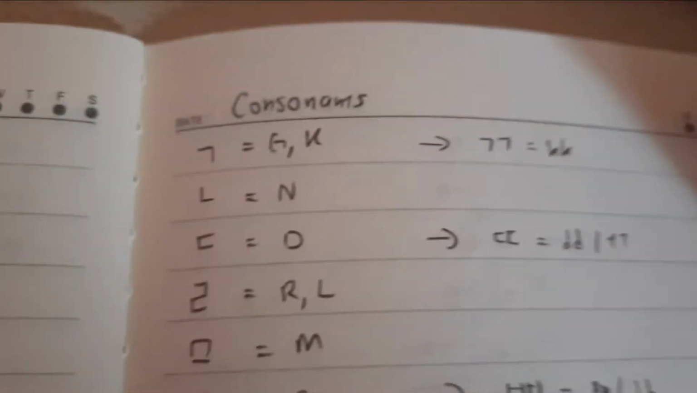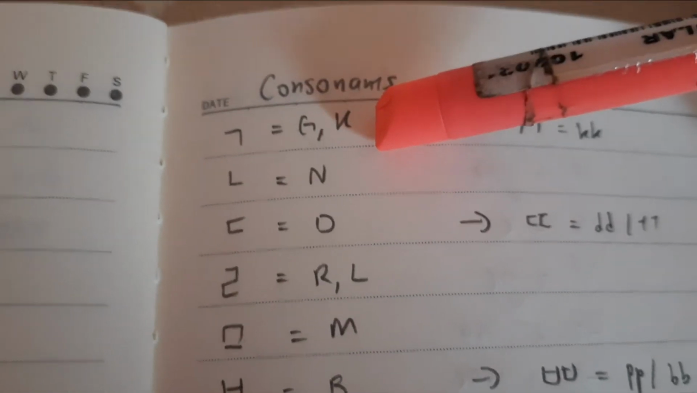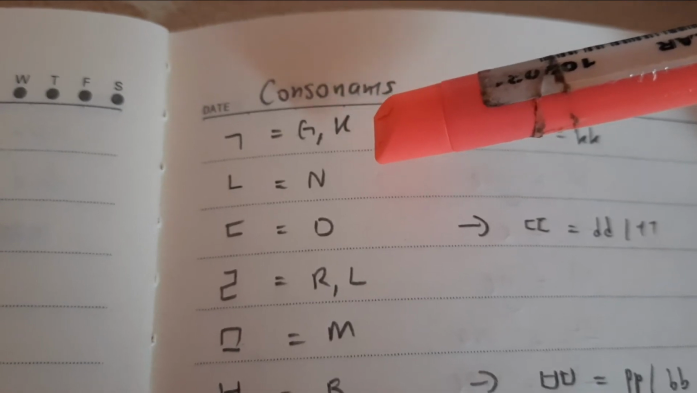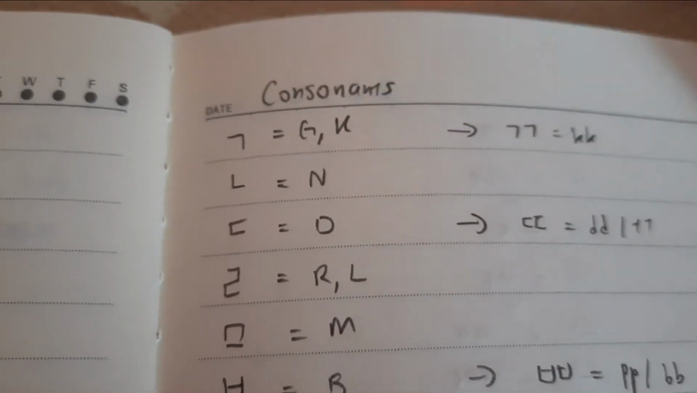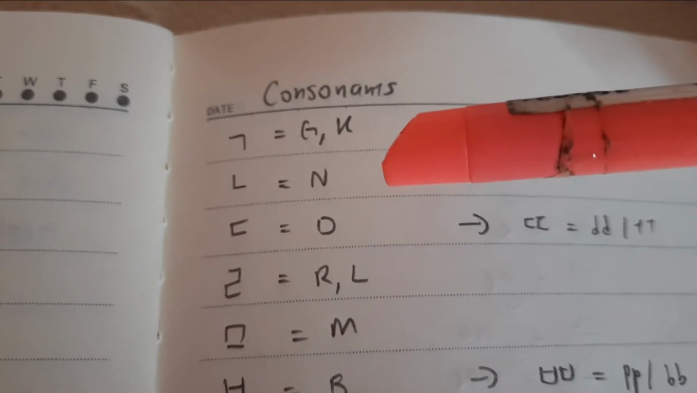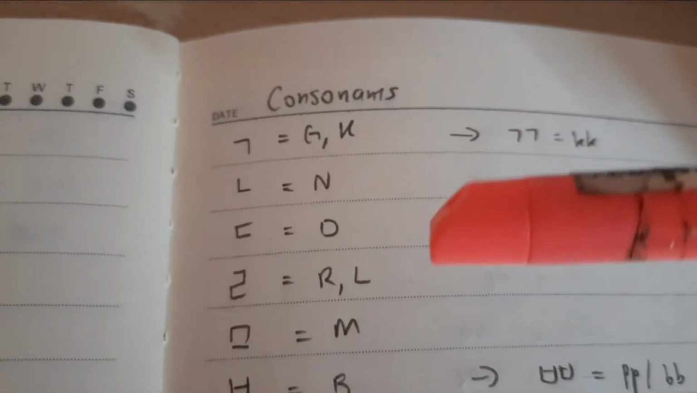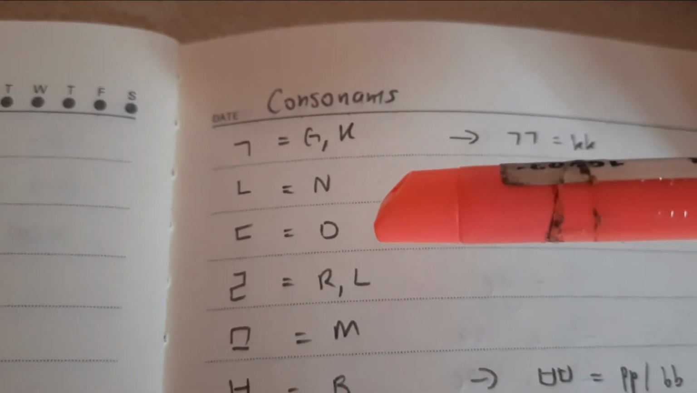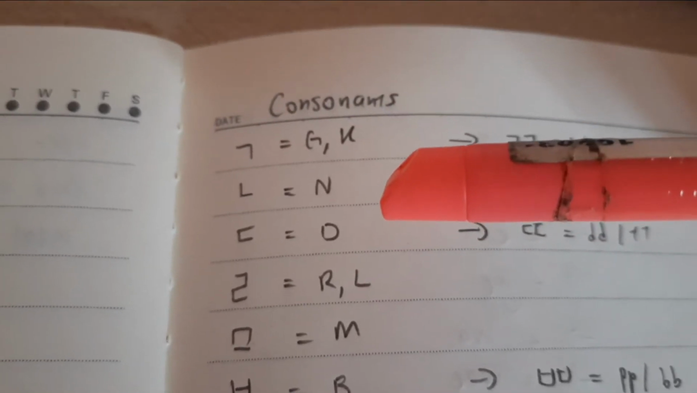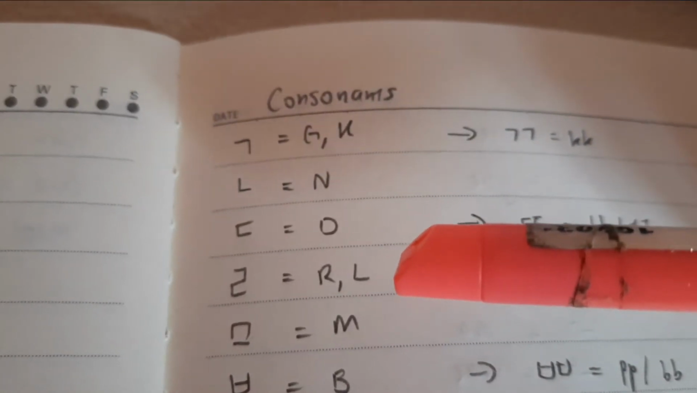So here's a brief rundown of each one. This one is the letter G and K, pronounced as G or K. Next is this one, which is the letter N, pronounced with an N sound. Next is this one, which is the letter D, pronounced with a D sound. Next is this one, which is pronounced with an R or L sound.